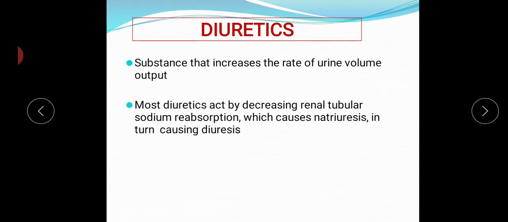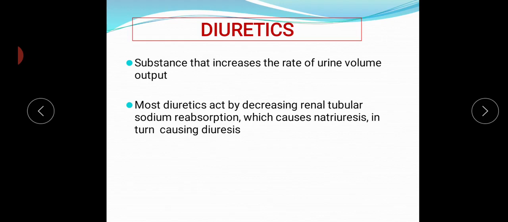We are clear with this term diuretics. These are substances or agents that increase the rate of urine volume output. That means they are excreting more urine. There are various groups of diuretics acting at various segments of the nephron. Most of these substances are used in many clinical conditions, maybe related to the heart, liver, or anything else. But as they act mainly on the kidney to remove water, they are discussed here with the kidneys.